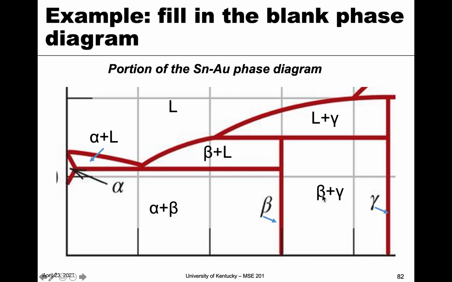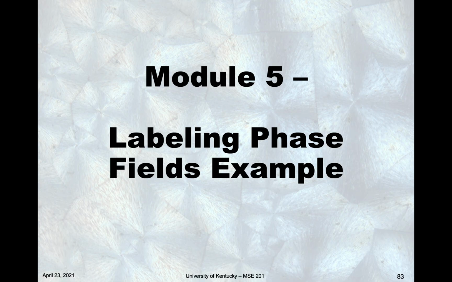And again, I'm doing them in opposite order, but sorry for that. And then this one up here has liquid to the left and gamma to the right, right? So you're basically just filling in these regions based on what's to the left and to the right, because it has to be a mixture of what's to the left and to the right. All right, so in this next module, that's what you're going to do. You're going to do an example of that.